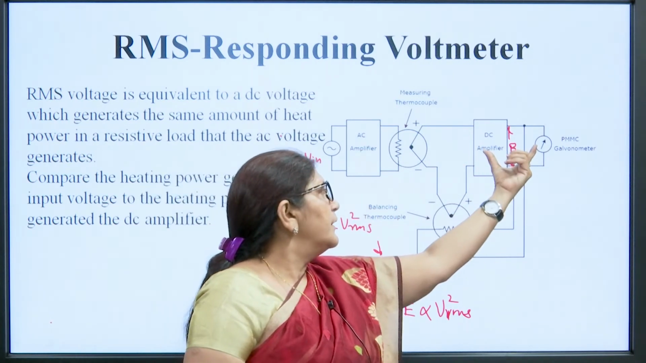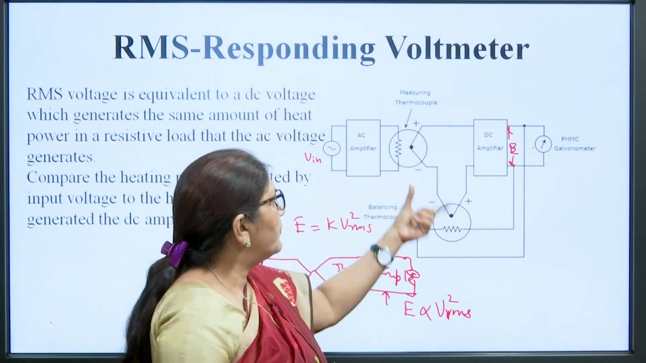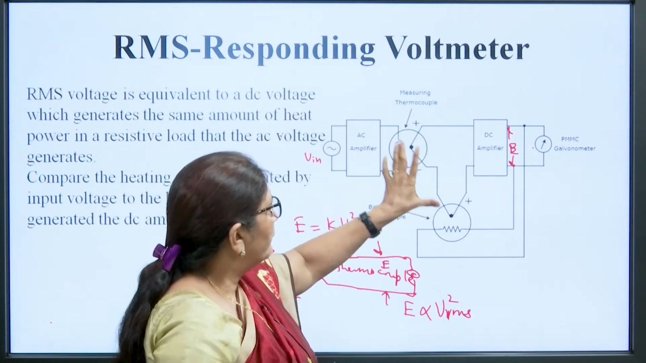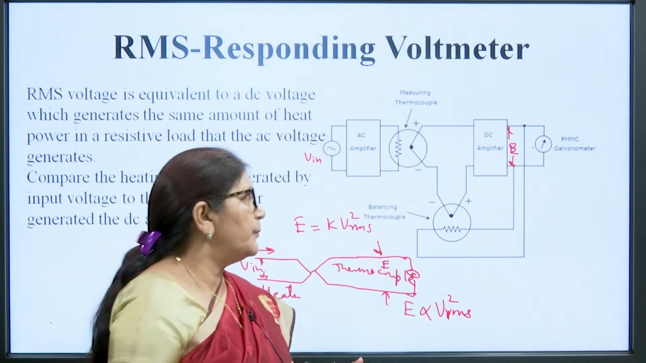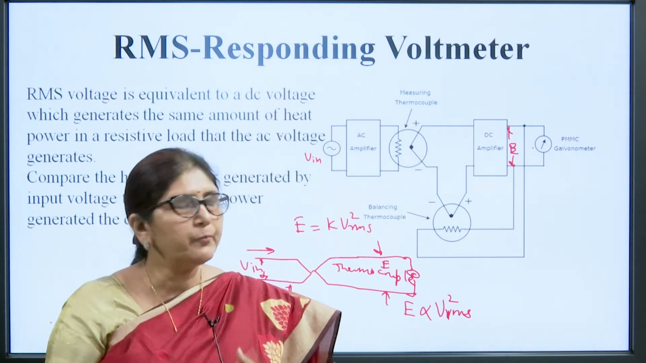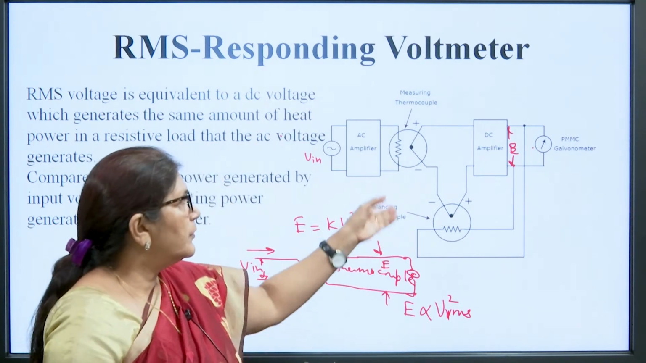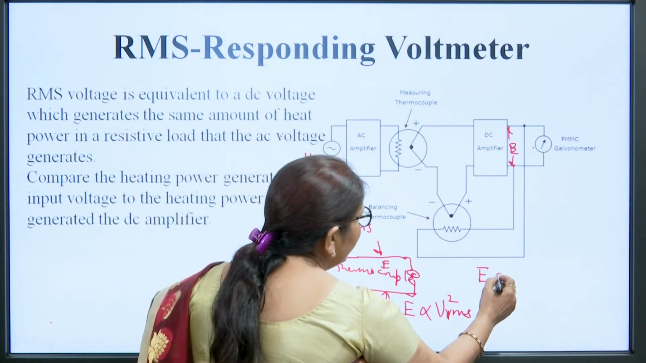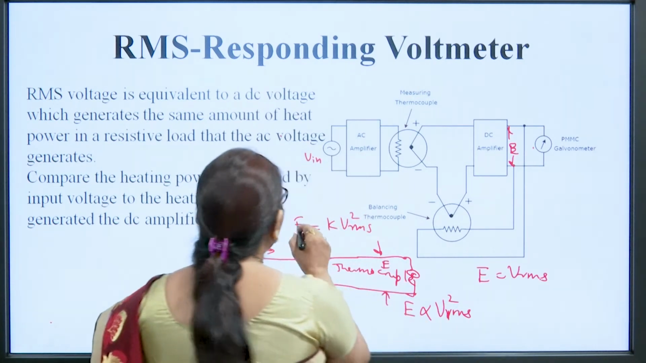Then this voltage is negatively fed back to the second thermocouple. These two thermocouples are in the form of a bridge, so whatever difference there is will be cancelled out. If due to a change in environment or any other conditional change the performance of the thermocouple is affected, then both thermocouples will compensate each other's performance, and the PMMC meter will show the RMS value. So this meter will show the V RMS value of this input voltage.